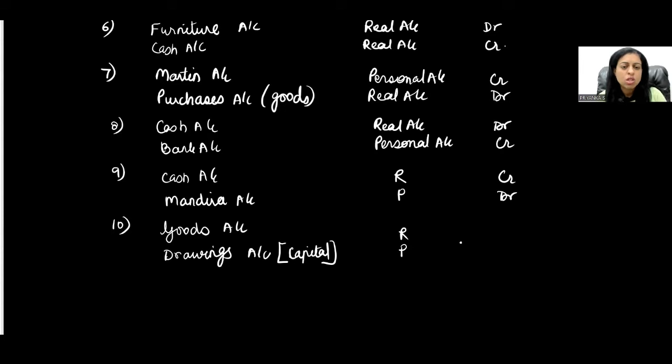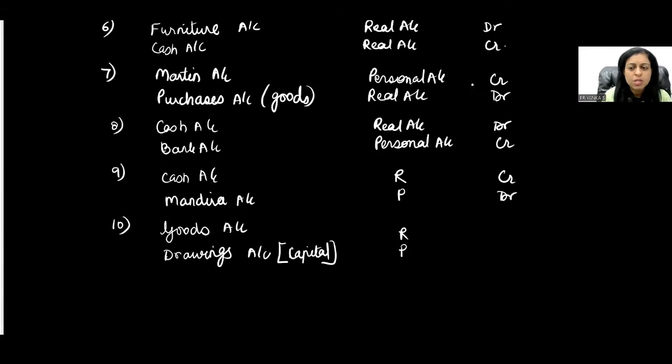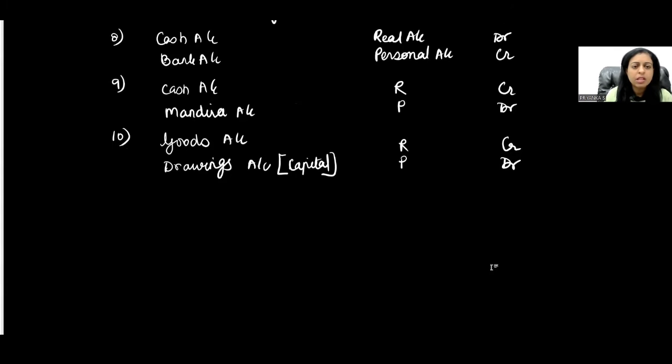Now what is happening here? Goods account: goods are coming in or going out? Goods worth 400 are withdrawn, so they are going out from the business. Debit what comes in, credit what goes out. It is going out, so credited. Drawings account or capital account, personal account: is the person receiver or giver in this case? Receiver. So receiver's account is debit. The goods are being given to the proprietor. So Manu is getting this particular amount of goods, personal account, debit. Fine.